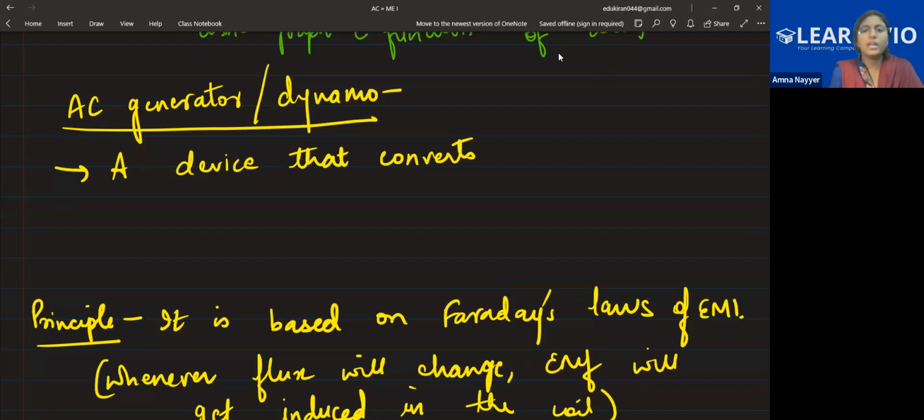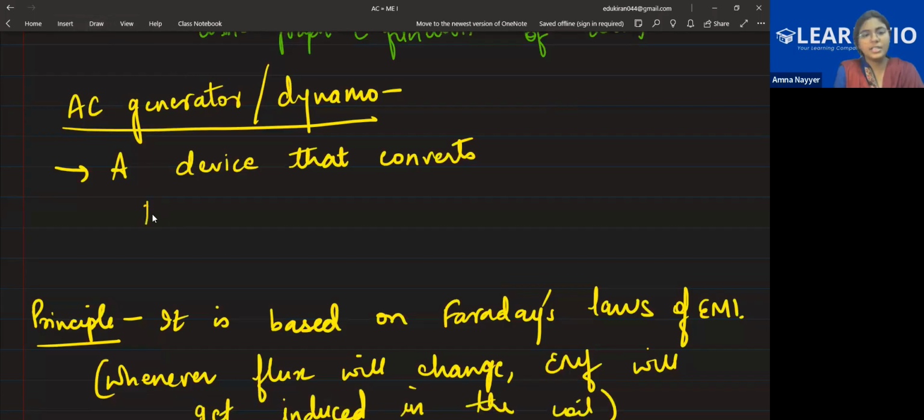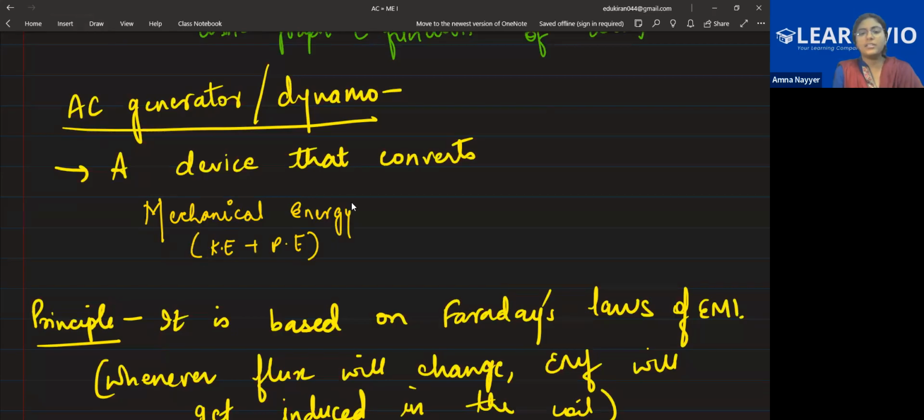So what is an AC generator? Basically, AC generator you can say, or AC dynamo you can say. This is basically a device that converts mechanical energy. What is meant by mechanical energy? Mechanical energy means sum of kinetic and potential energy. Mechanical energy means total energy which is existing in your system.